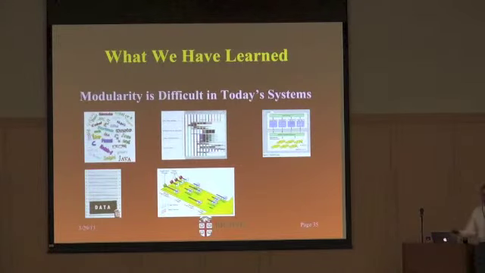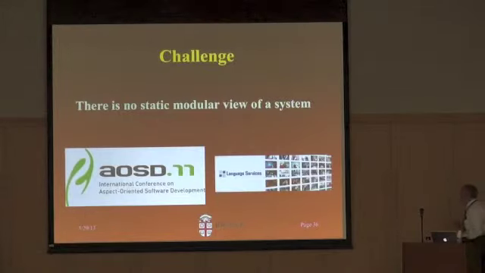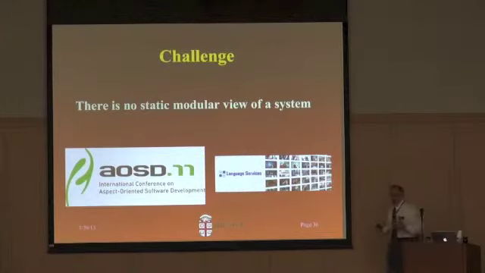The dynamics I stressed: a lot of the issues I'm going to look at are dynamic issues. What happens at runtime is important because that's what I'm trying to debug. That's what I'm trying to fix. That's my concern. How do you deal with modularity and dynamic issues? And the last thing is there are a lot of ways of looking at a system, and you want each of those ways to be modular. So the challenge here is that there's no single static modular view of a system.